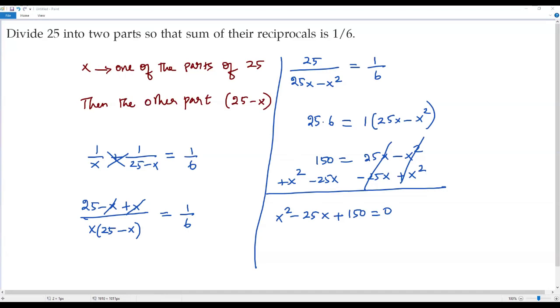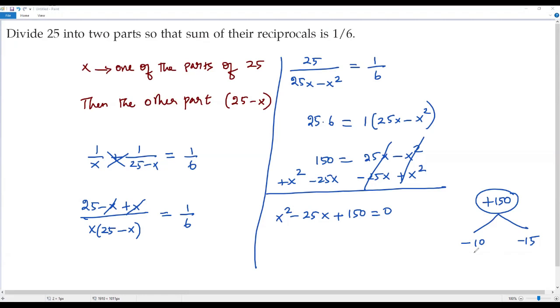Okay, now we can try to solve this quadratic equation by factoring. So for that, what we have to do is we have to multiply the constant term positive 150 by the coefficient of x square. In this case, the coefficient of x square is 1. So when I multiply this positive constant term positive 150 by the coefficient of x square 1, I am getting positive 150. Now I have to get two factors for this positive 150, so that the sum of the two factors must be equal to the coefficient of x, that is negative 25. I think negative 10 and negative 15 will work. Okay, because when I multiply negative 10 and negative 15, I'm getting positive 150. And also when I add them, I'm getting negative 25, which is the coefficient of x.